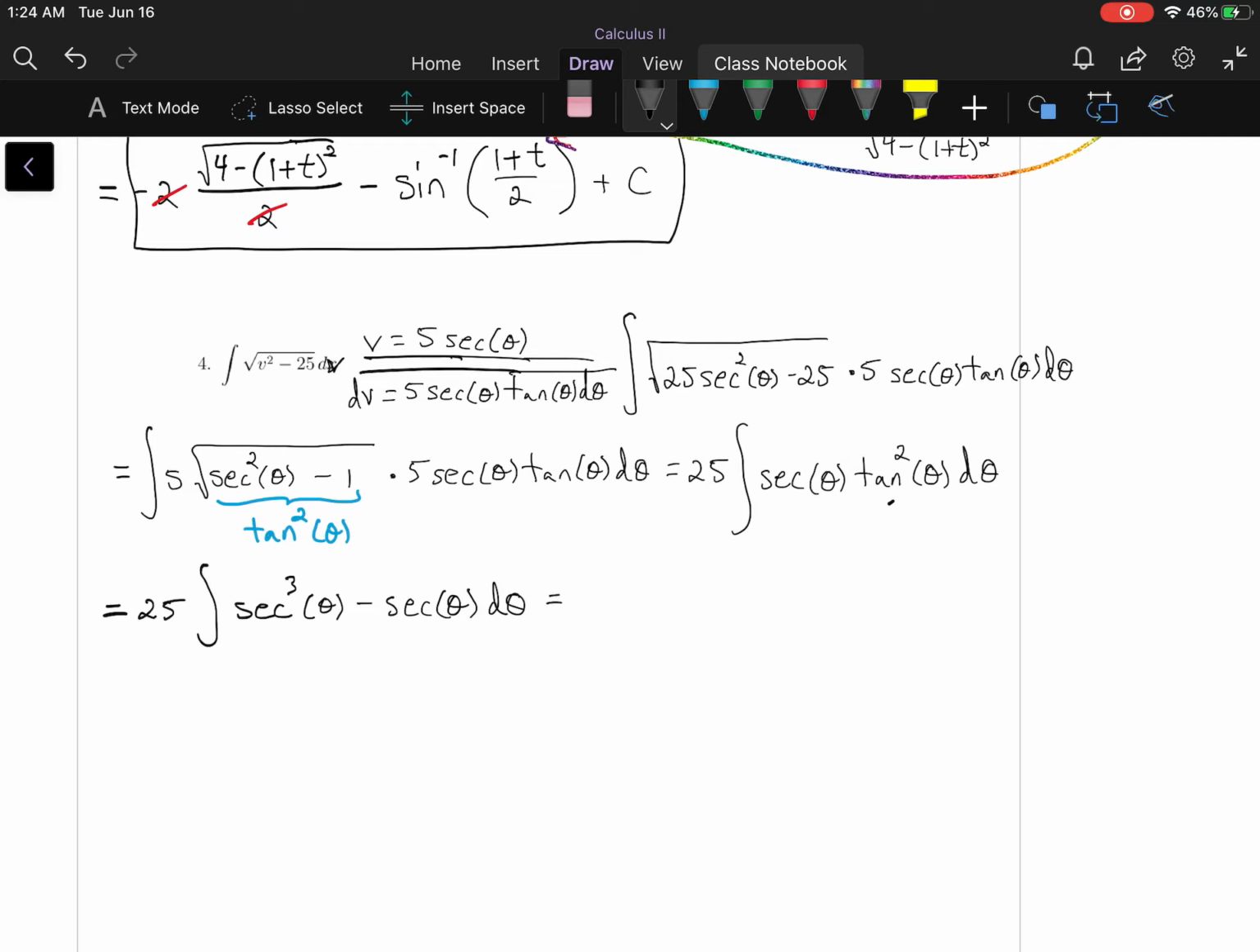And if you integrate this, you might get stuck with the integral of secant cubed, but you can integrate the second one there. And so that, again, we saw that in an earlier problem. That's going to be the natural log of secant theta plus tan theta.